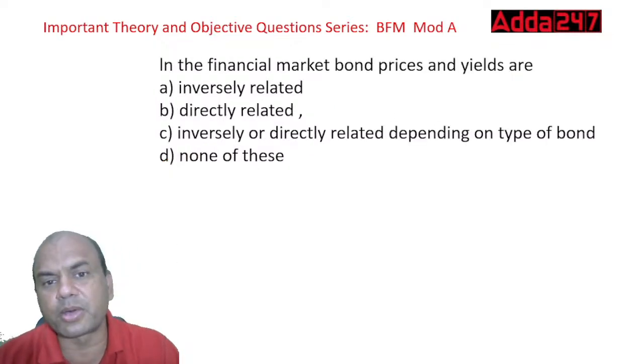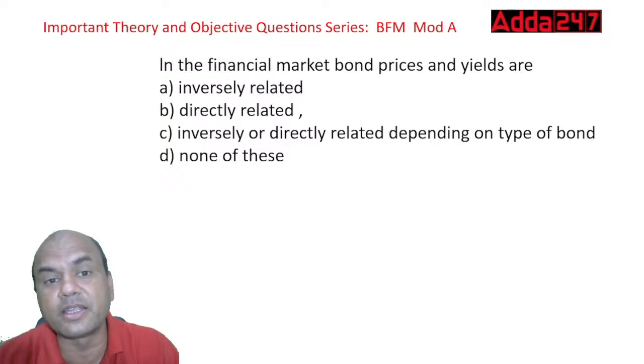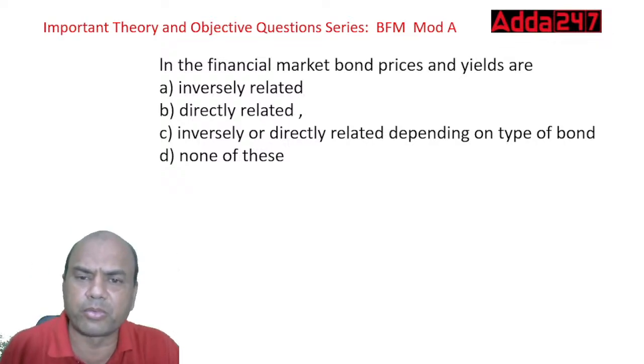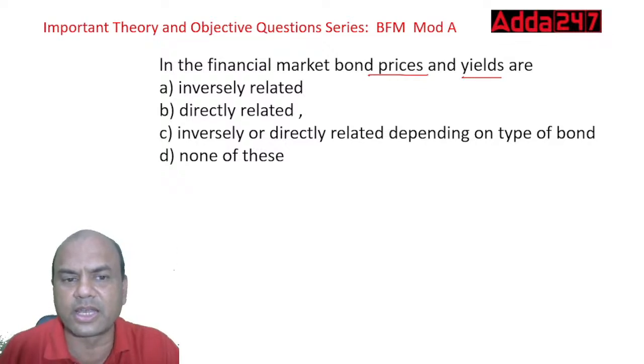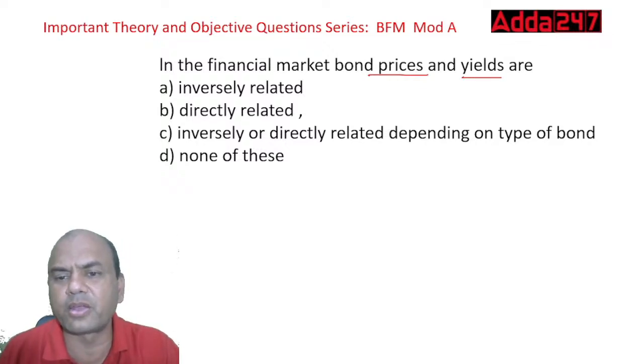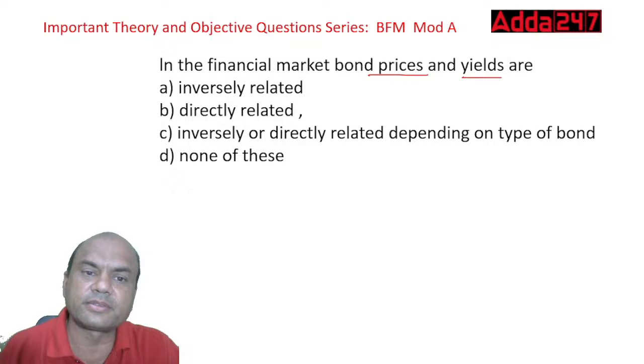In financial bond markets, bond prices and yields are directly related, inversely related, directly or inversely depending on the type of the bond, or none of the above. So bond prices and yields are always.